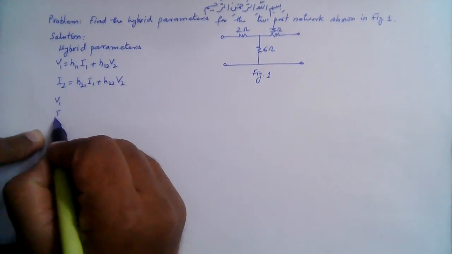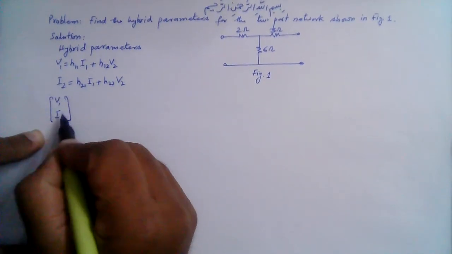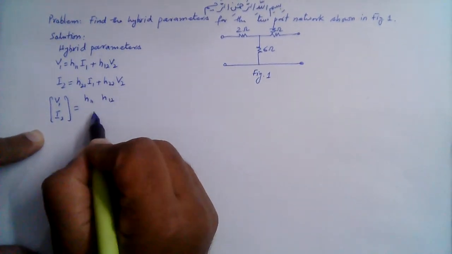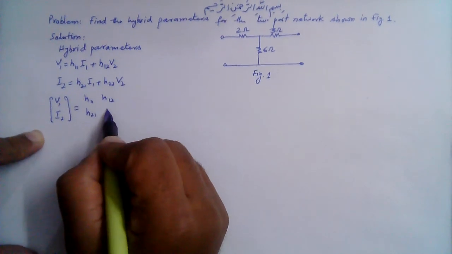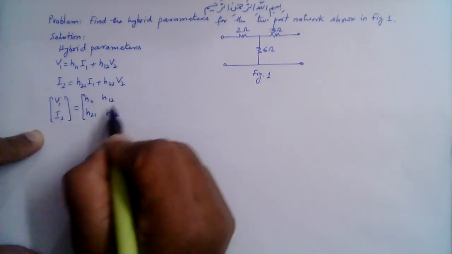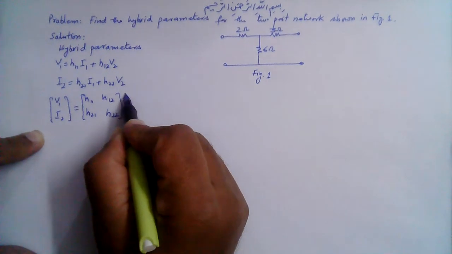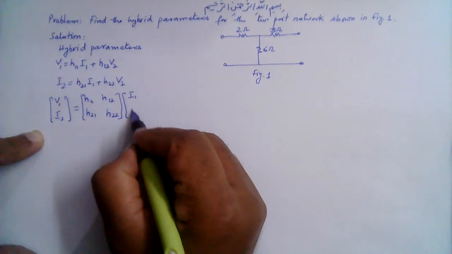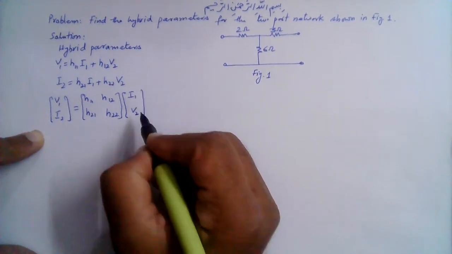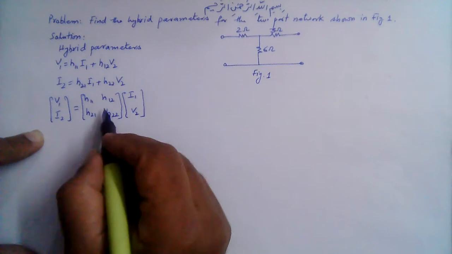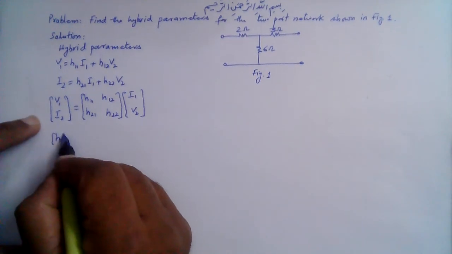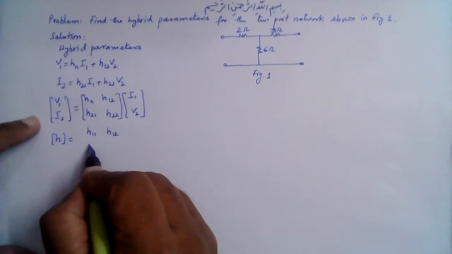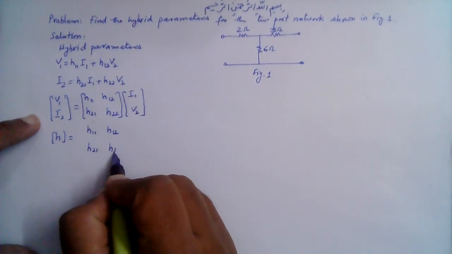V1 I2 in matrix form is equal to H11 H12 H21 H22, right? And here we have I1 V2. So these are the H parameters. We can write it like this: H11 H12 H21 H22.